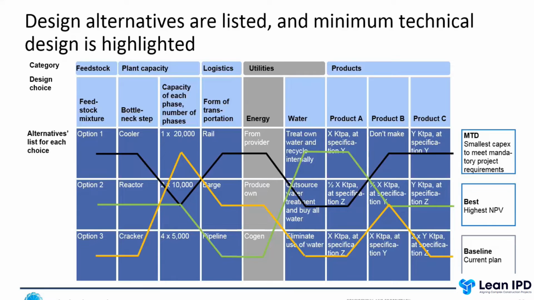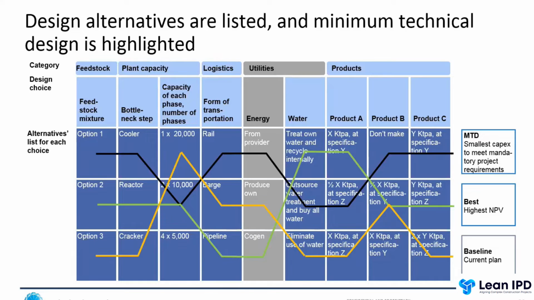So you see we have the baseline design, which has a feedstock mixture, which is option 3. Behind that, there will of course be a more detailed description of what it is. The bottleneck step is the cracker. There is one phase at 20,000 kiloton per annum. There we have transportation of the final product by barge, and so on and so on.